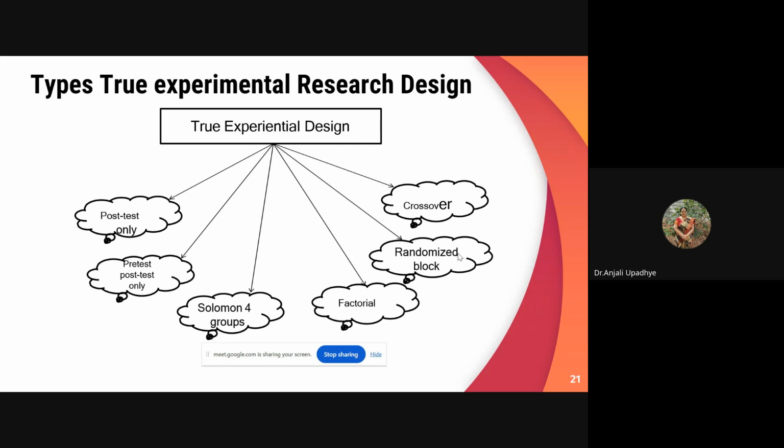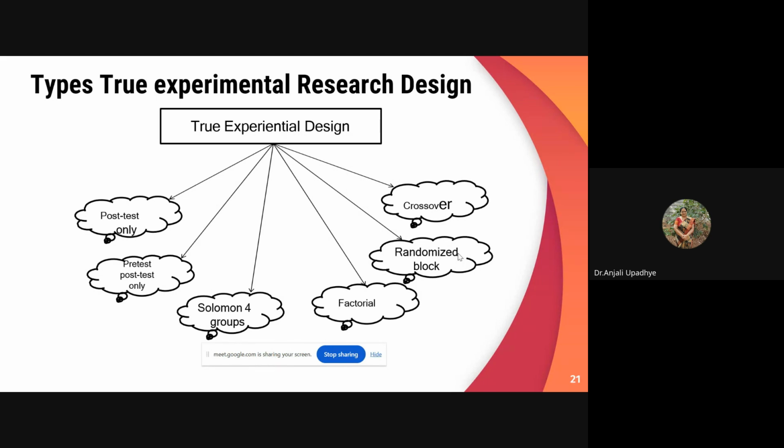First, post-test only: do the experiment and take a post-test. Then pre-test, post-test: before and after observations are taken, data collection is done, and statistical analysis is performed. For four groups, that means more than three groups are available, every group is observed before and after the treatment.